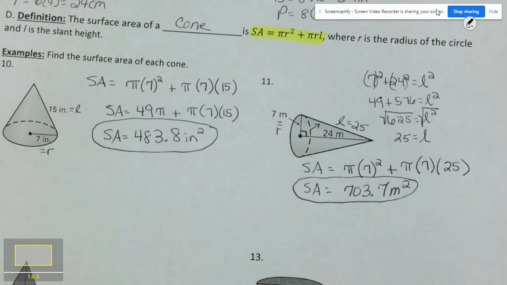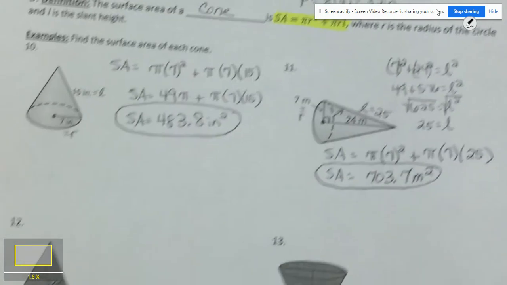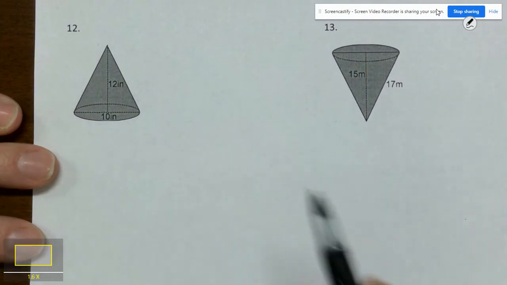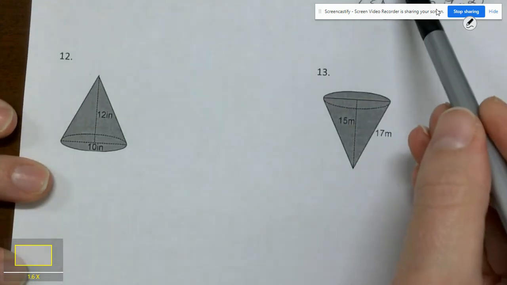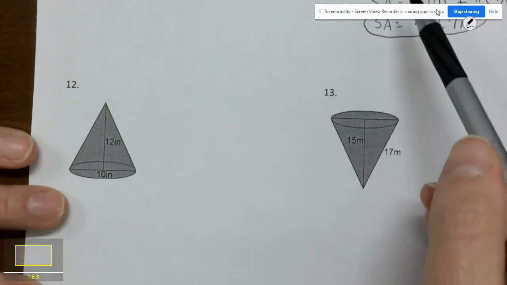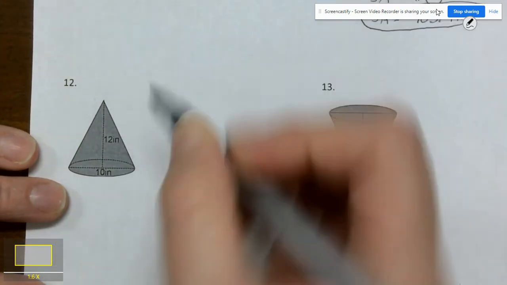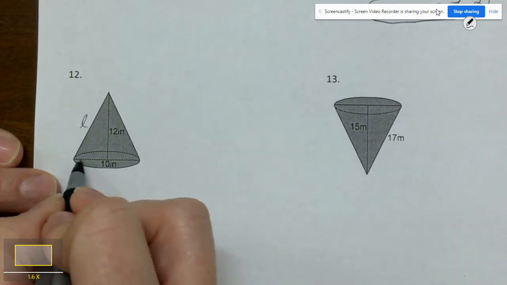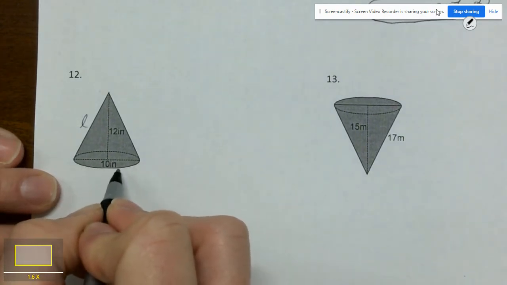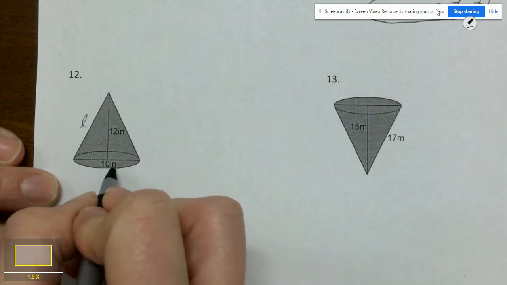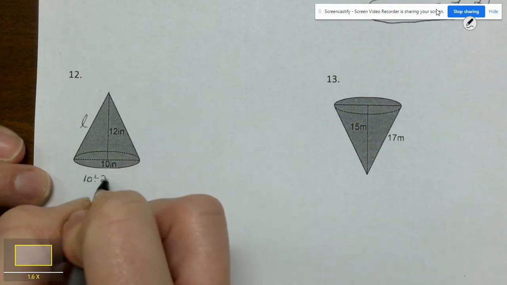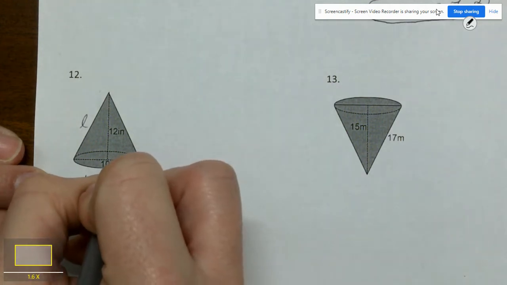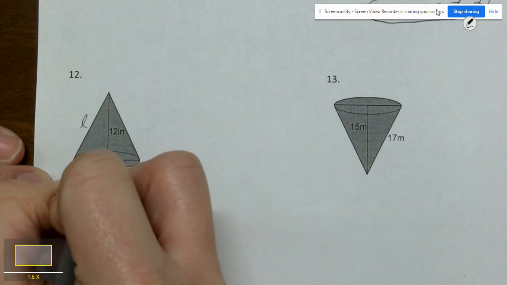Okay, I'm going to do a couple more examples with you. So let's go down here and look at example 12. All right, this time it's very similar as far as the slant height goes to what we just did. It gives me this measurement, but it doesn't give me the slant height. You'll notice also that it tells us the diameter instead of the radius. But if you know the diameter, remember we take 10 and divide it by 2 to come up with our radius. So that is what our r is equal to. So that means each side here is 5.